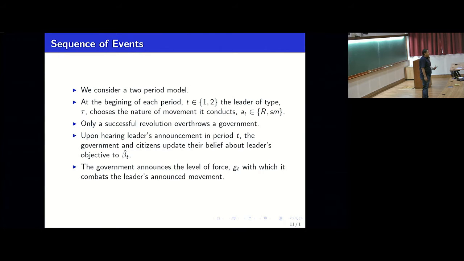If it chooses a revolution R, and if it is successful, I'll provide what success is in the next couple of slides. At this point, I'm just providing you the sequence of events. Only a successful revolution would overthrow a government. Upon hearing the leader's announcement, the government and the citizens can update their beliefs about the leader's objective. Then the government can announce a level of force with which it wants to combat the leader's announced movement. So the government either wants to attack or doesn't want to attack. We have a binary action for the government.